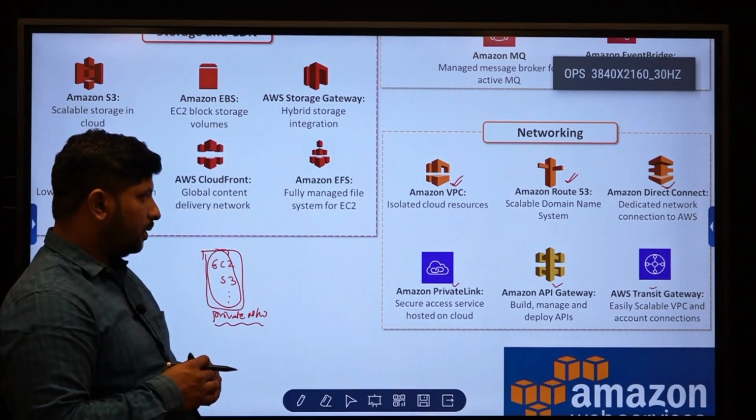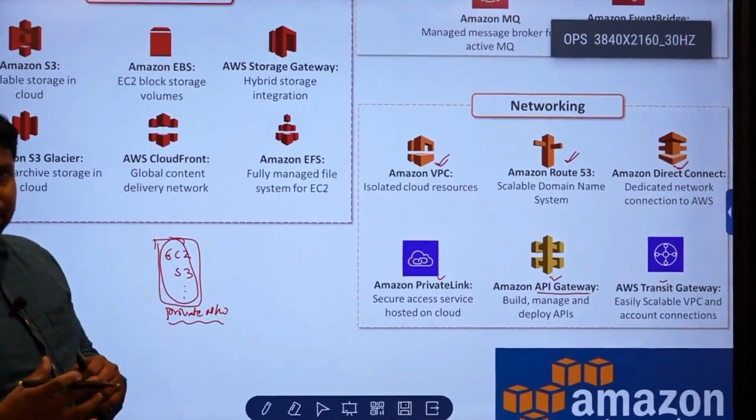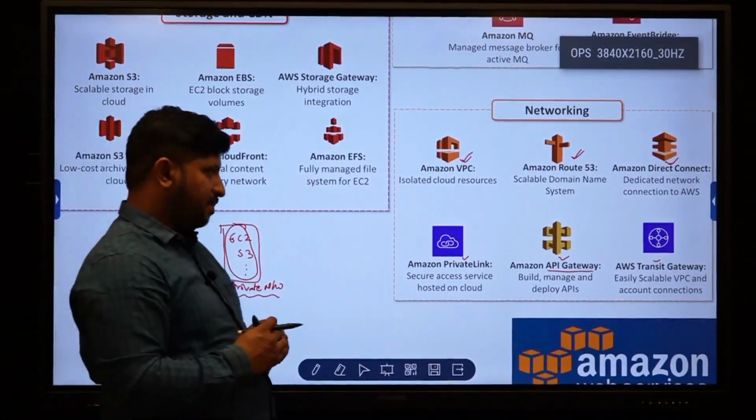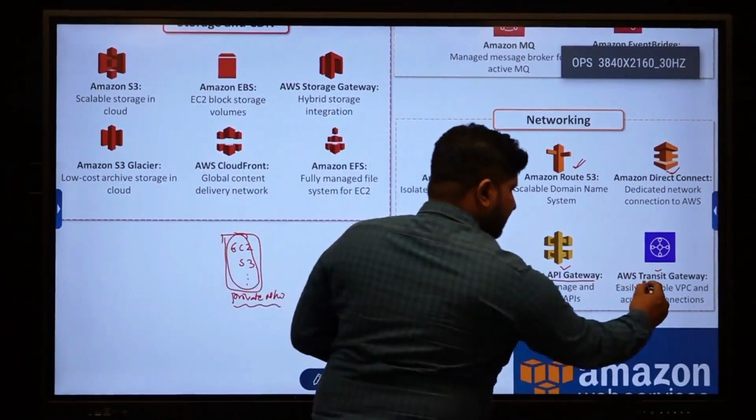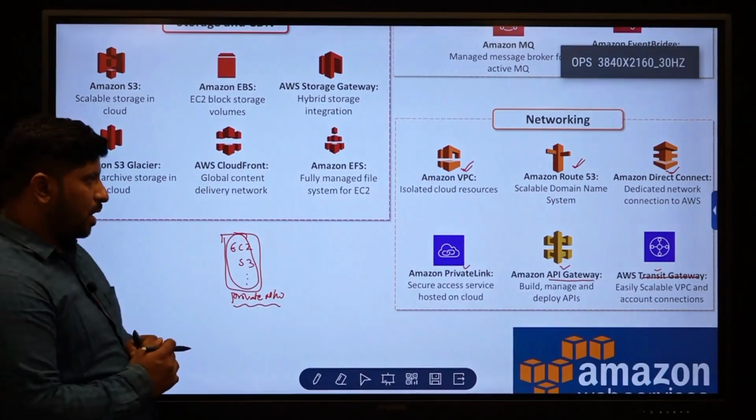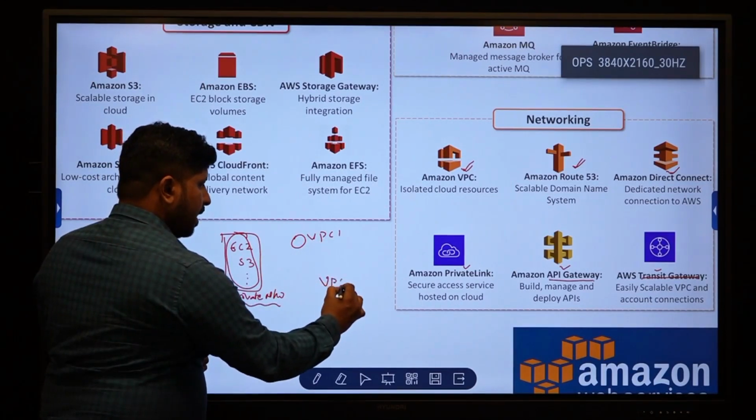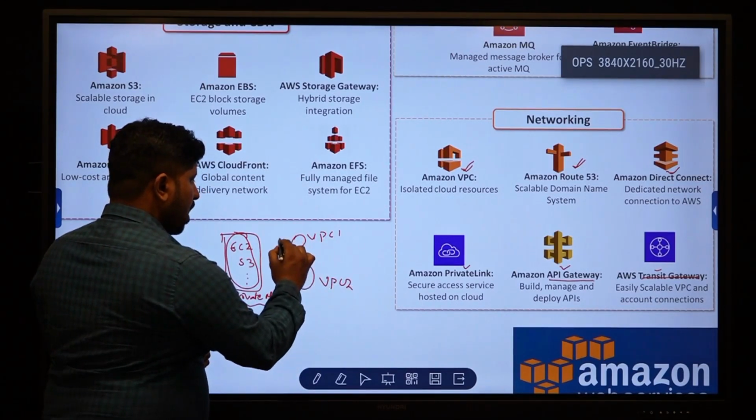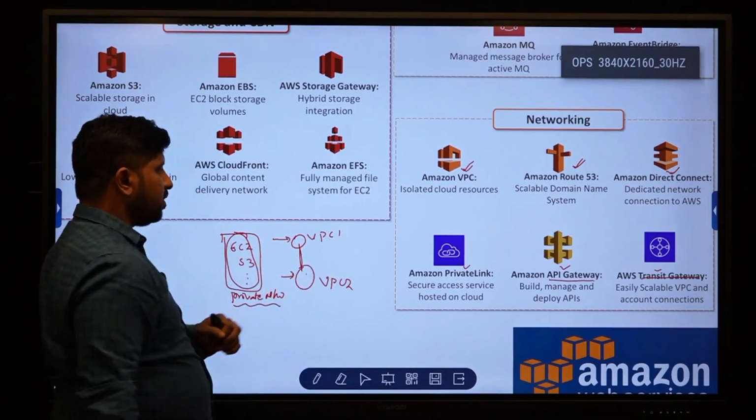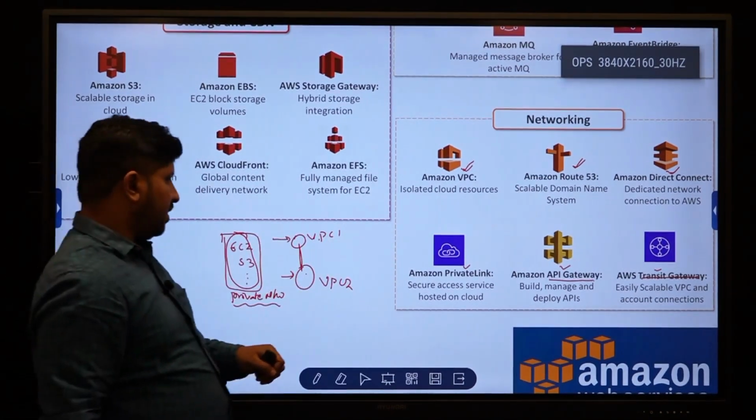We do have API Gateway, which will build, manage, secure and deploy various APIs. Transit Gateway is a scalable network which will act between one VPC and another VPC. If you have virtual private cloud 1 and virtual private cloud 2, and you want secure communication between these two virtual private clouds, then you can use Transit Gateway.